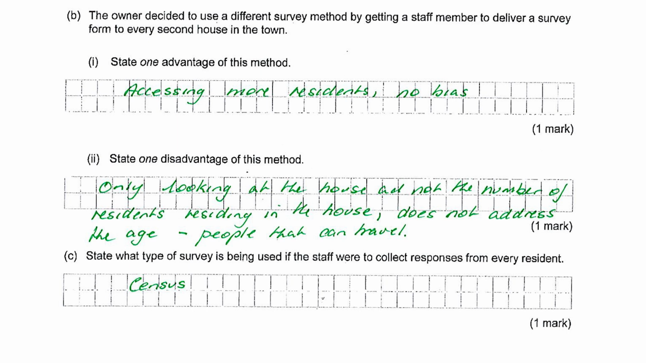But it was generally that and the next part, state one disadvantage of the method. So it was time, money, response error we accepted, or anything else that made sense for the context of it. Both 1 and 2 were done fairly well. So I would say the majority of students got the marks for those just by making a statement. And then state what type of survey is being used if the staff would collect responses from every resident. I guess the official answer would be a census, but population was okay as well. In fact, probably overwhelmingly students answered with population for that one. So we accepted that one.